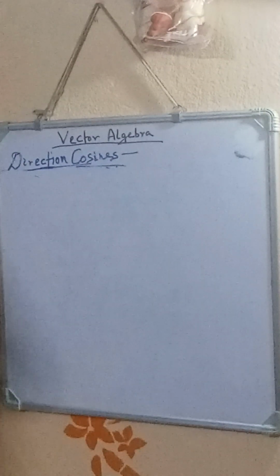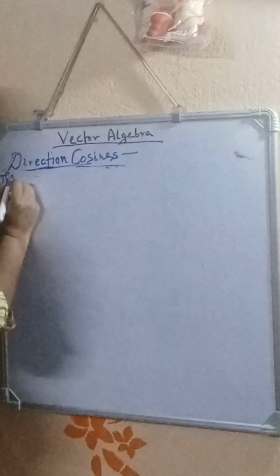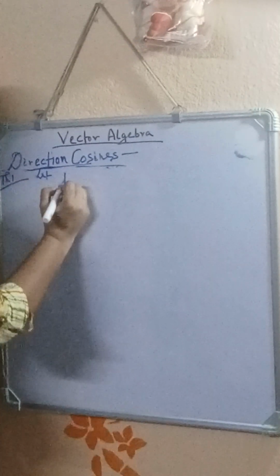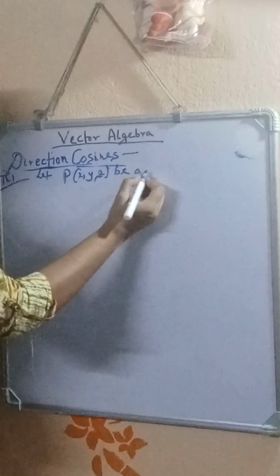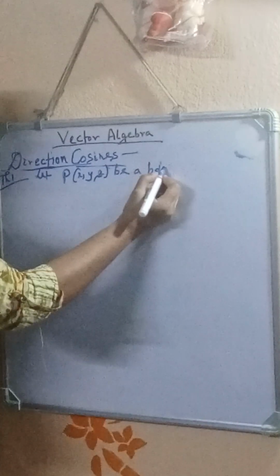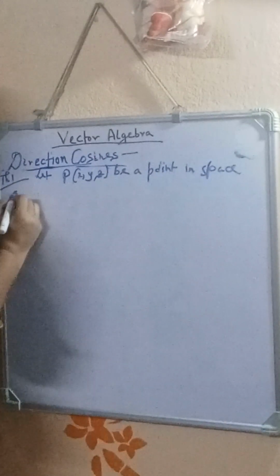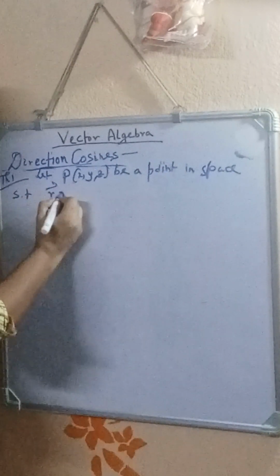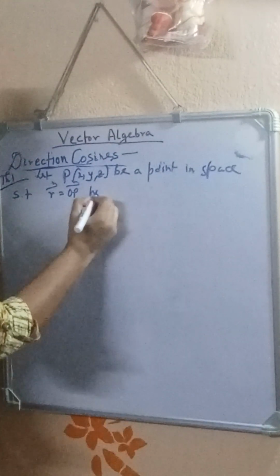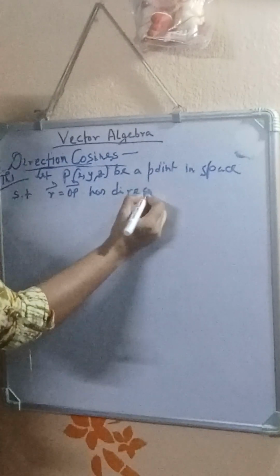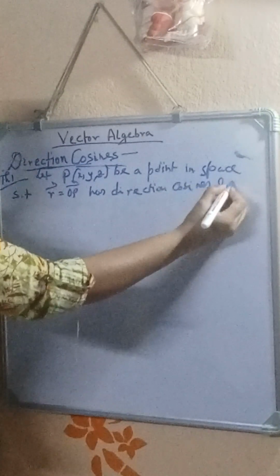Today I am going to discuss some theorems of direction cosines. Theorem 1. Let P(x, y, z) be a point in space such that r vector equal to OP vector has direction cosines l, m, n.